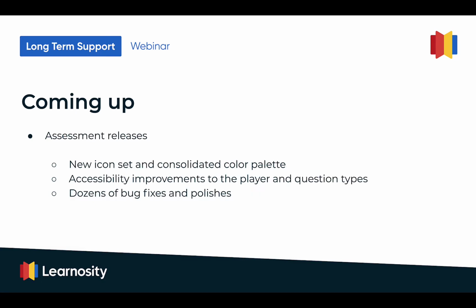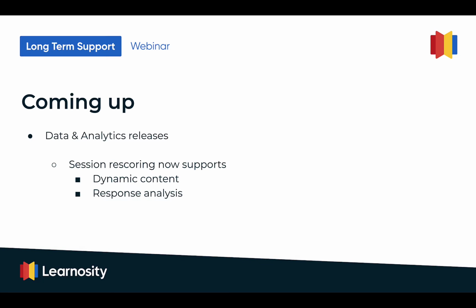On the assessment side of things, we introduced a new icon set and we consolidated a lot of the color palettes that might be more targeted to the developers on your teams. We did some accessibility improvements to the player and to question types, as we spoke about on the accessibility slide, and of course dozens of bug fixes and polishes, always looking to stabilize the platform. In the data and analytics area, our session rescoring now supports dynamic content, and our response analysis report also supports sessions that have been rescored.